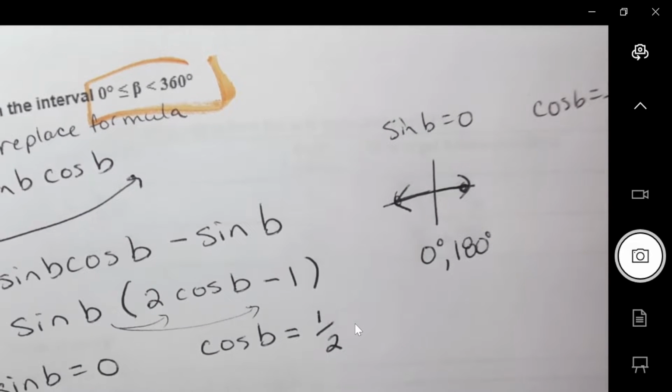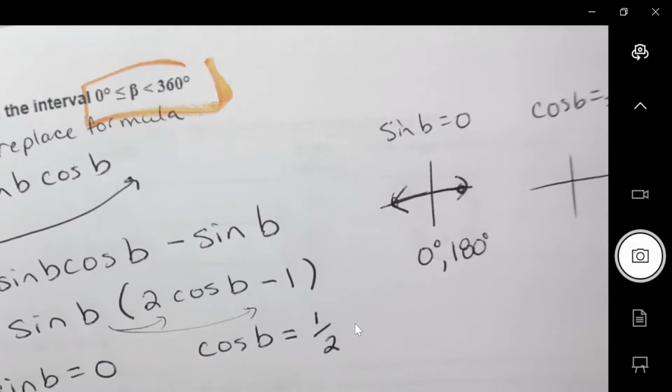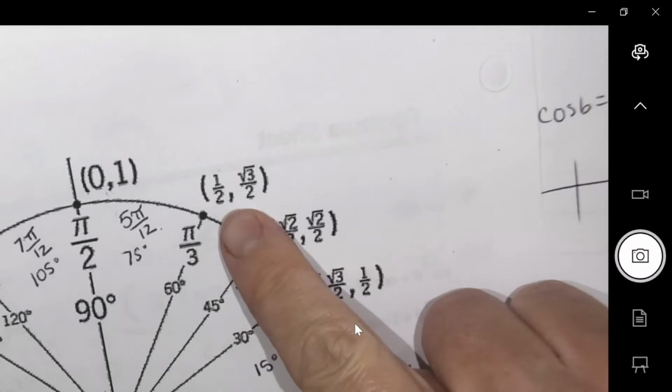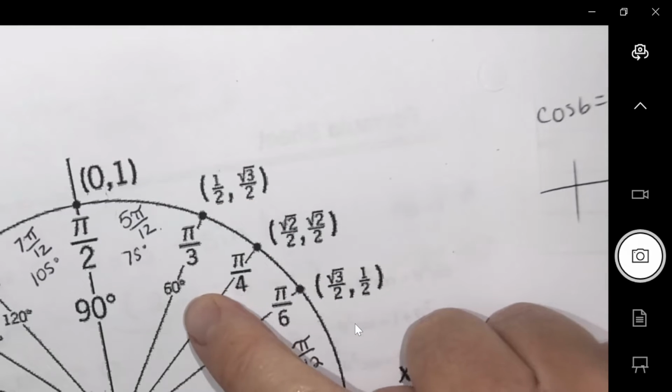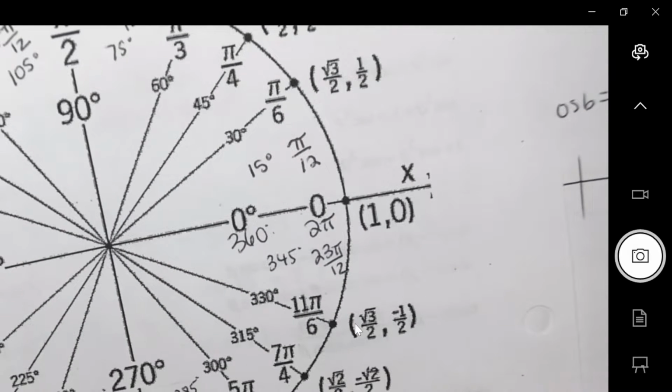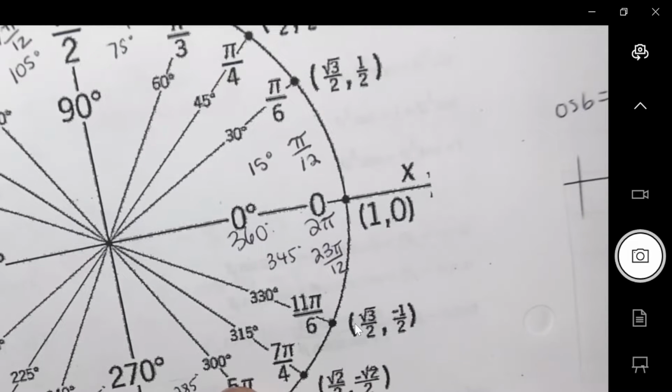Cos B equals 1/2. So I'm on my unit circle. Where is the cos 1/2? Here, so 60 degrees. Cos is 1/2 here, 300 degrees.